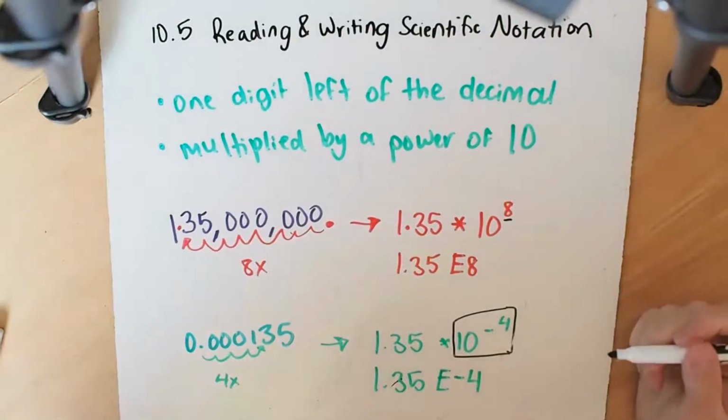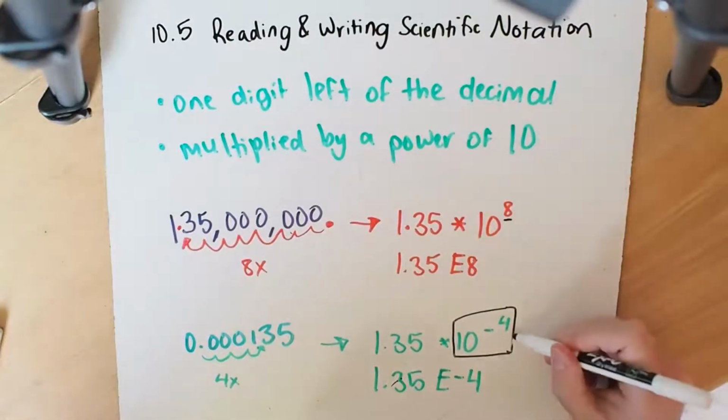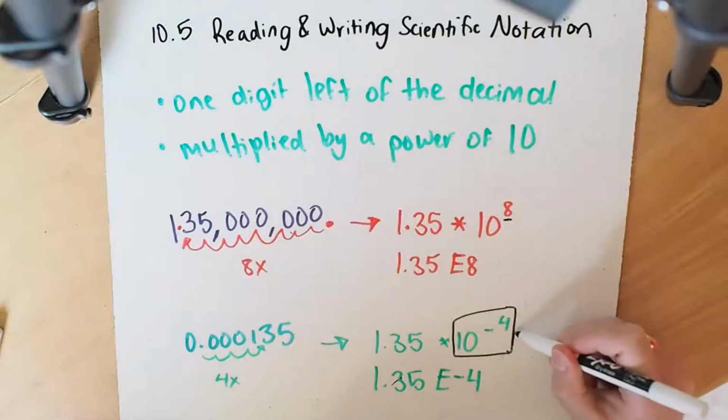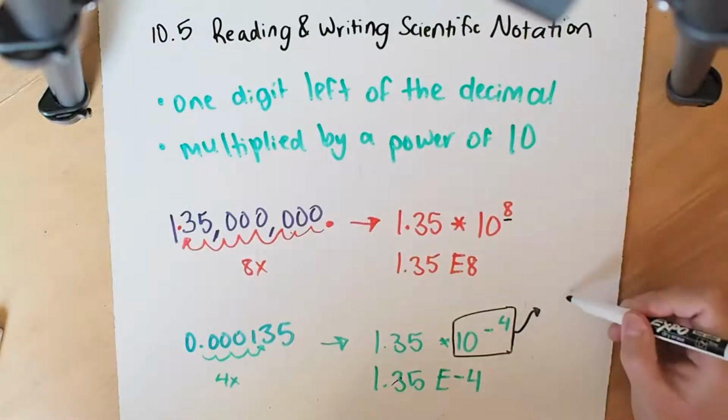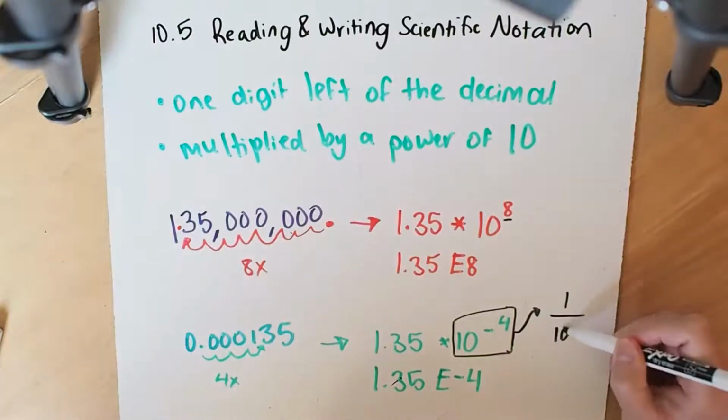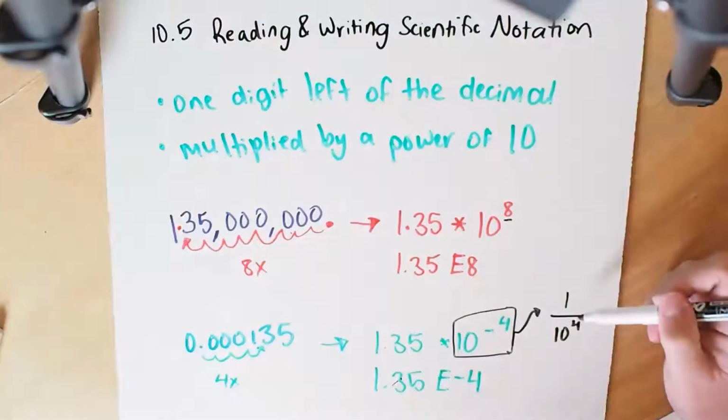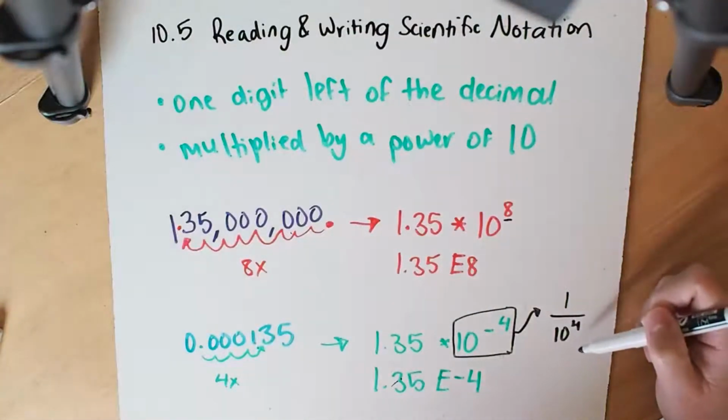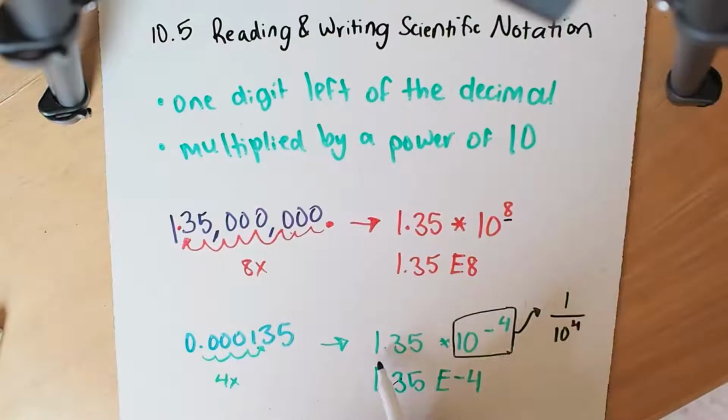If you'll remember from our exponent lessons that we just did, because this has a negative exponent, what this is actually saying is we're flipping it over the bar, and we're actually multiplying it by 1 over 10 to the 4th. So this is showing that this normal number, 1.35, is divided by a very large number, which if you were to do that, you would end up with a very tiny number, like this.